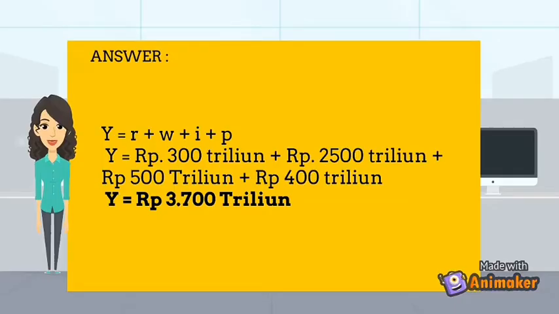Answer: Y equals R plus W plus I plus P. Y equals Rp 300 trillion plus Rp 2,500 trillion plus Rp 500 trillion plus Rp 400 trillion. Y equals Rp 3,700 trillion.